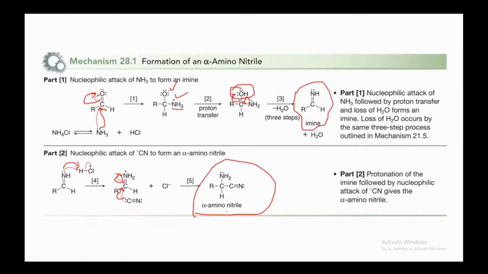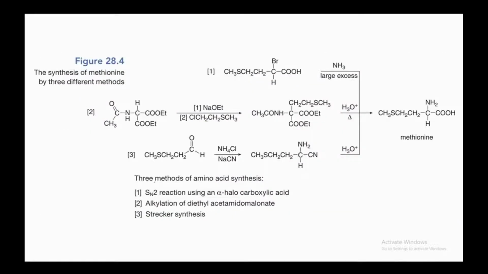And in the last step, we get the hydrolysis product of this cyanide to carboxylic acid. This is the summary of the 3 methods of preparing amino acids: SN2 reaction using an alpha-halo carboxylic acid, alkylation of diethyl malonate, and Strecker synthesis.